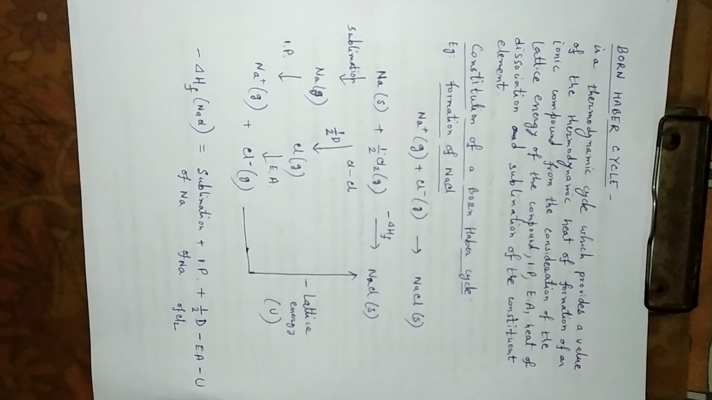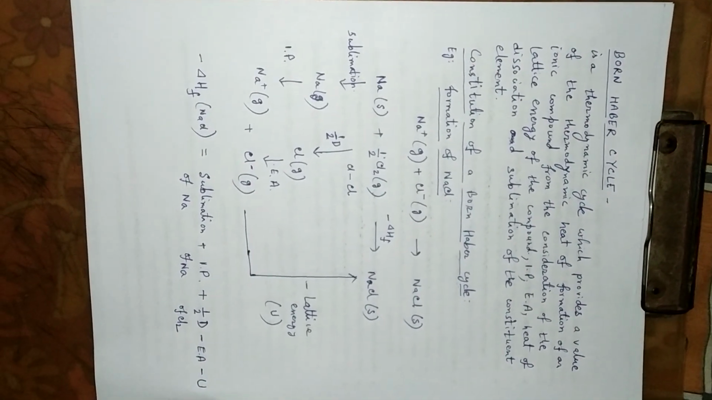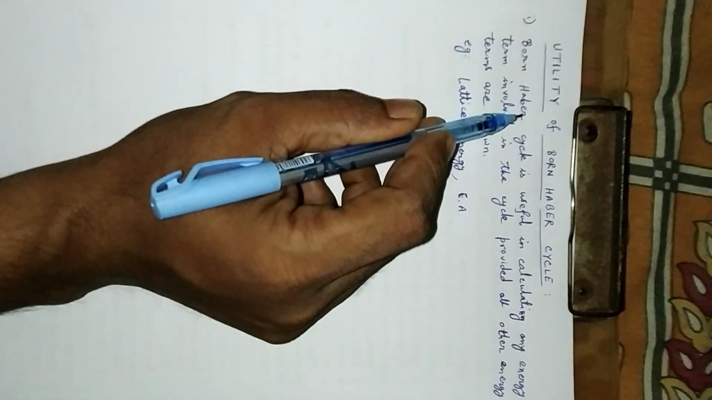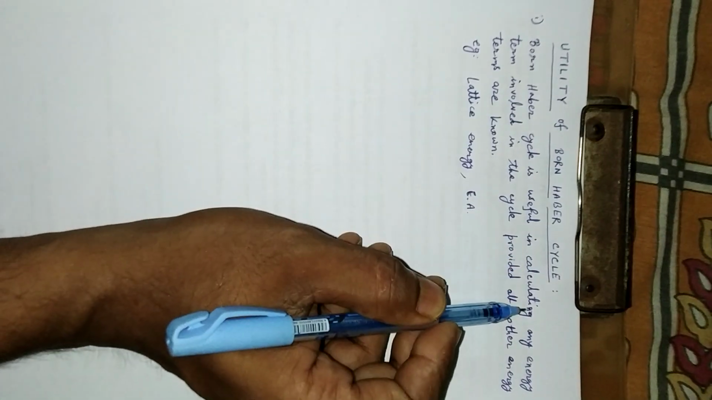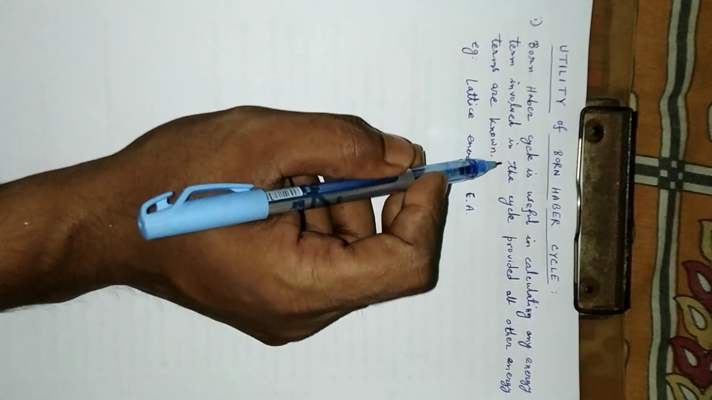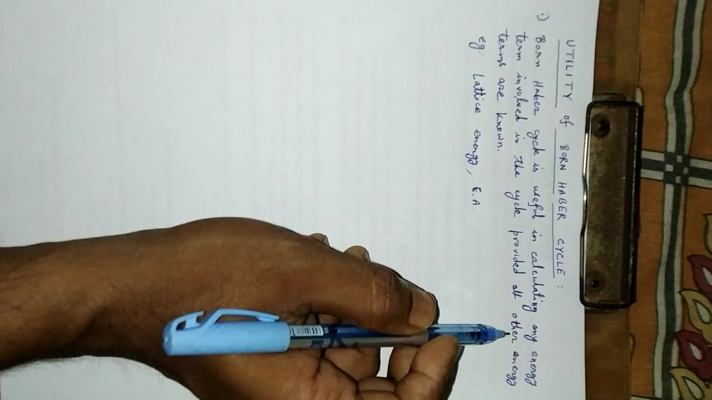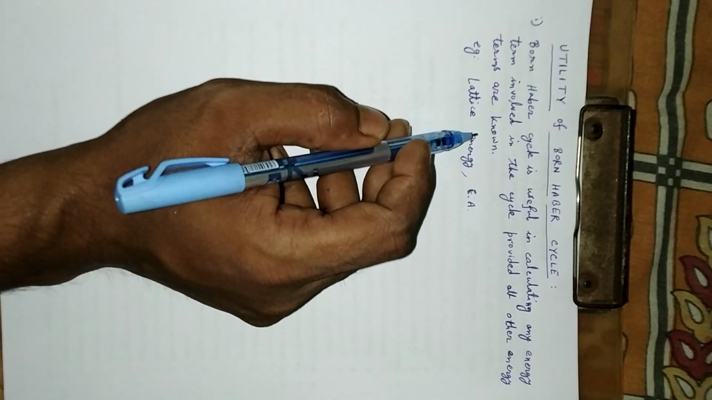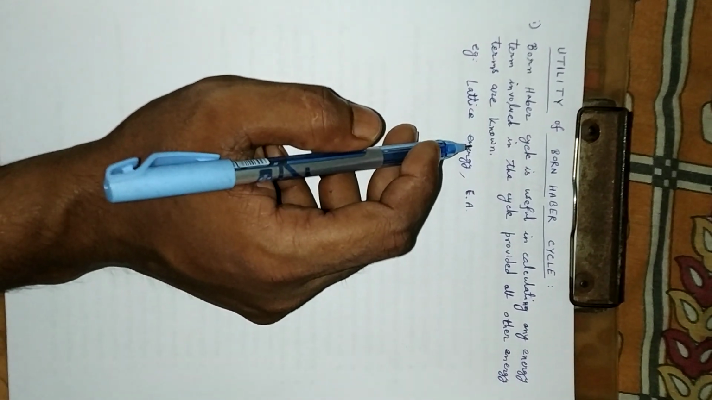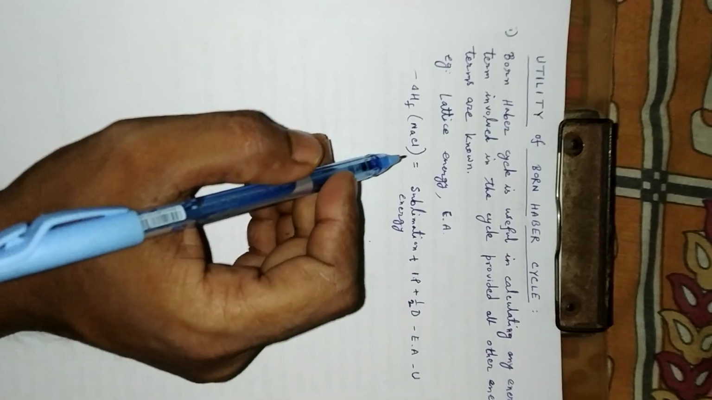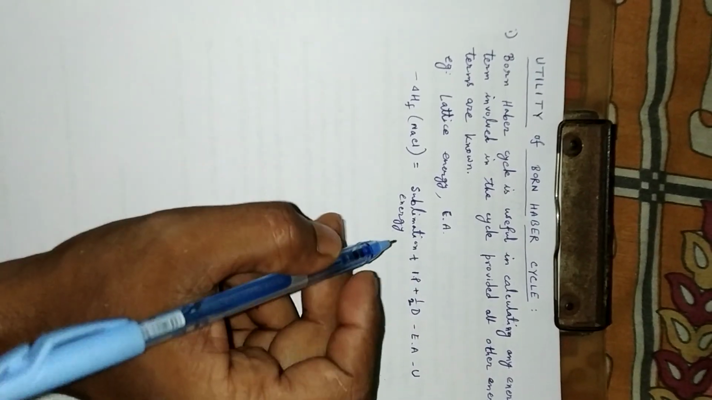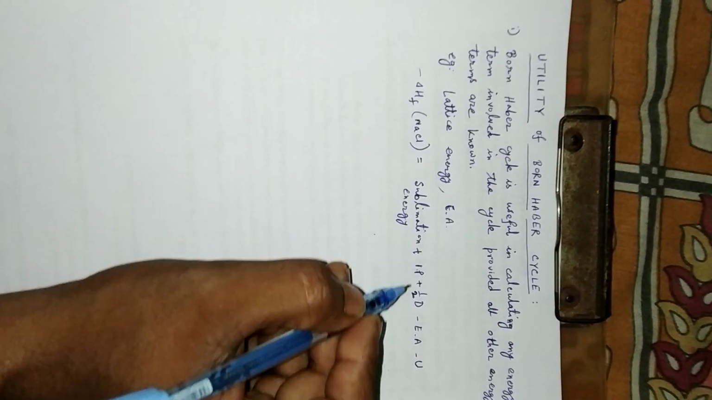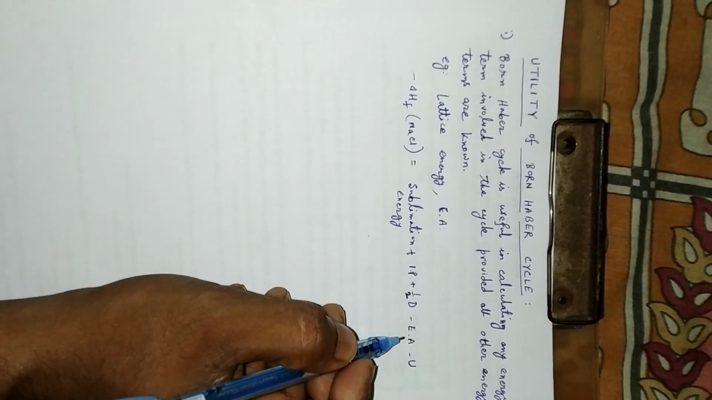Today we will discuss the utility of the Born-Haber cycle. The Born-Haber cycle is useful in calculating any energy term involved in the cycle, provided all other energy terms are known. We have seen the formation of NaCl, the equation is NaCl formation. The energy terms are sublimation energy, ionization potential, bond dissociation energy, electron affinity, and lattice energy.